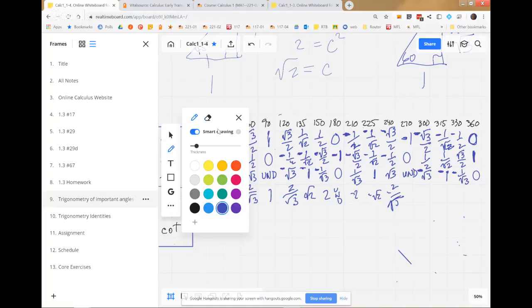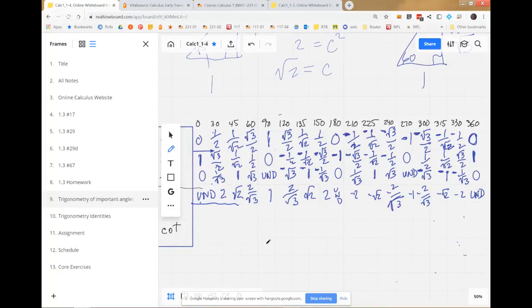Those 3's are really hard. If I make them too quickly, I get garbage. There we go. -1, -2 over square root 3, negative square root 2, -2, and undefined. Okay. So move it over so we can see what we're doing here.